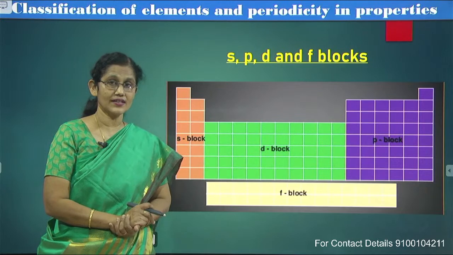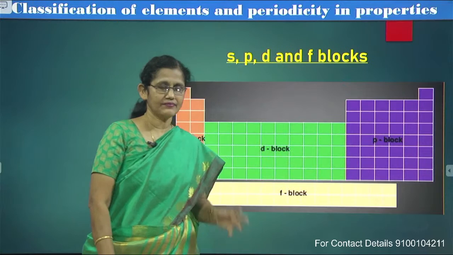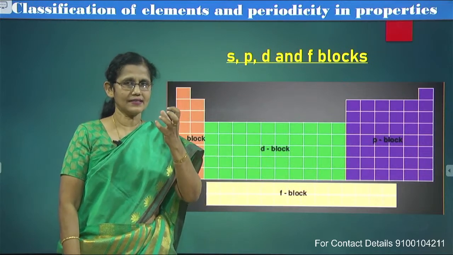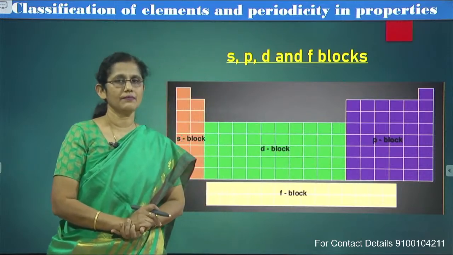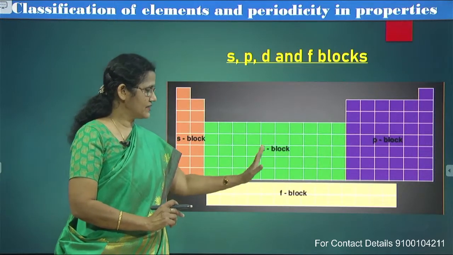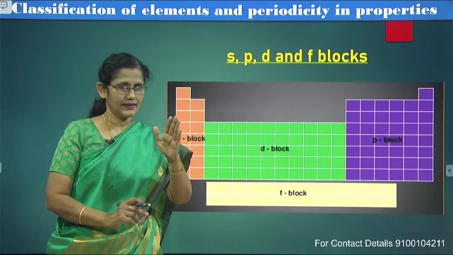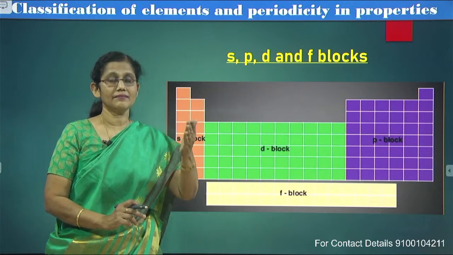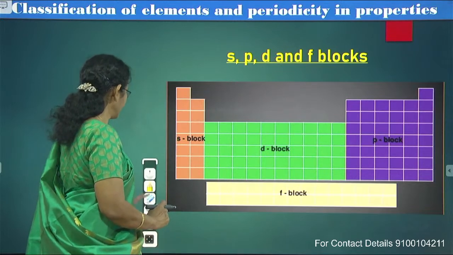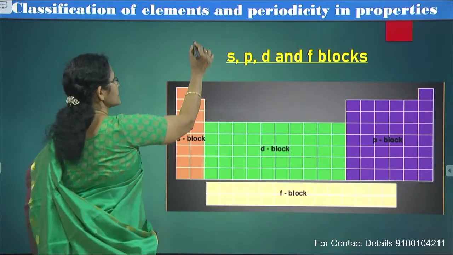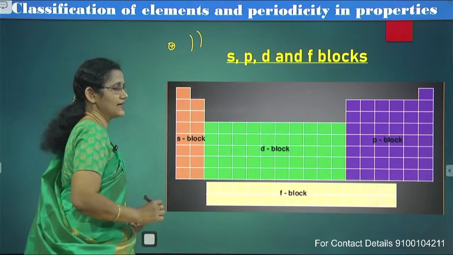What is that last electron? The differentiating electron. Now, what are P block elements? If the differentiating electron enters into p orbitals of the outermost shell, they are called P block elements. What are D block elements? If the differentiating electron enters into d orbital of the penultimate shell, ultimate, penultimate, last shell, ultimate, last but one, penultimate shell.